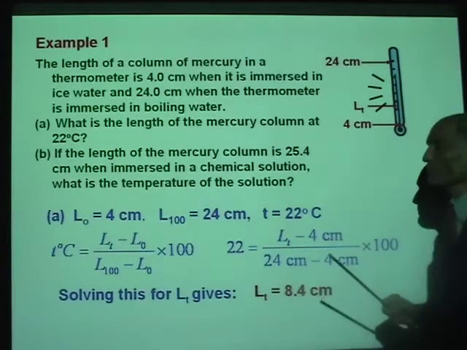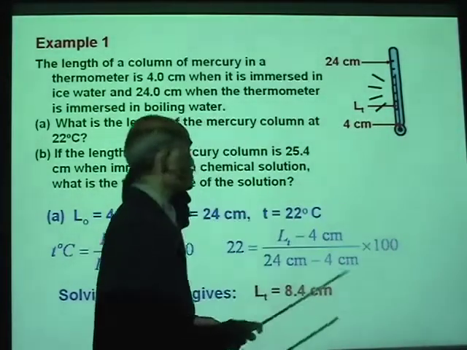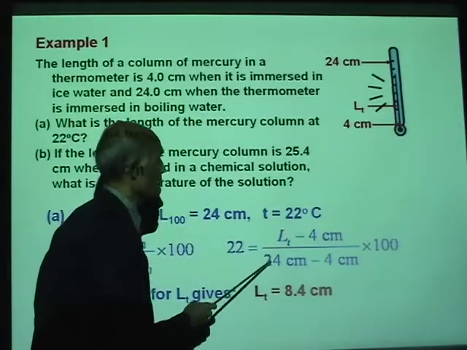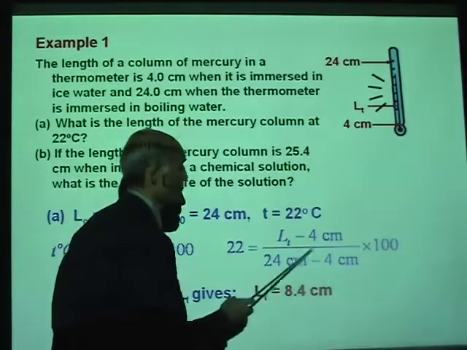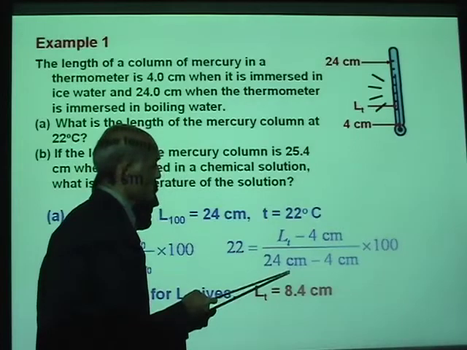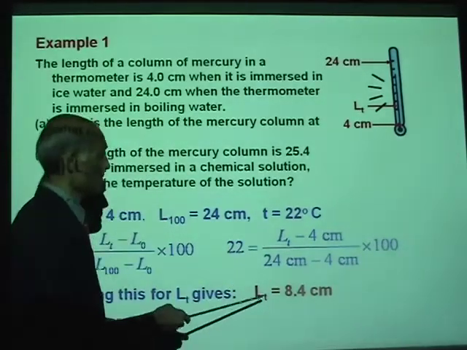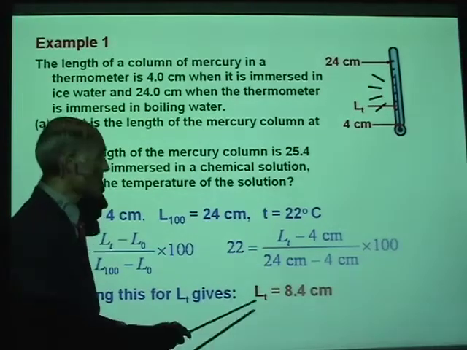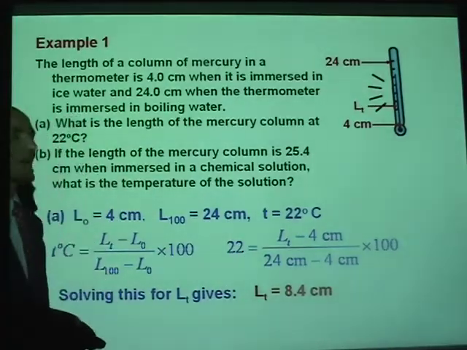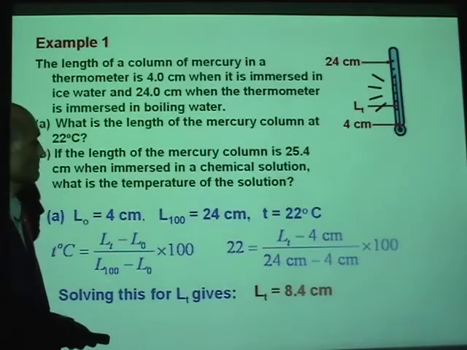Now solving for V, I'm going to leave it for you to solve. I'm sure you know how to solve it. Now solve with the denominator, then cross multiply. Is that right? Well, try that on your own. Solving gives you L sub t equal to 8.4 centimeter.